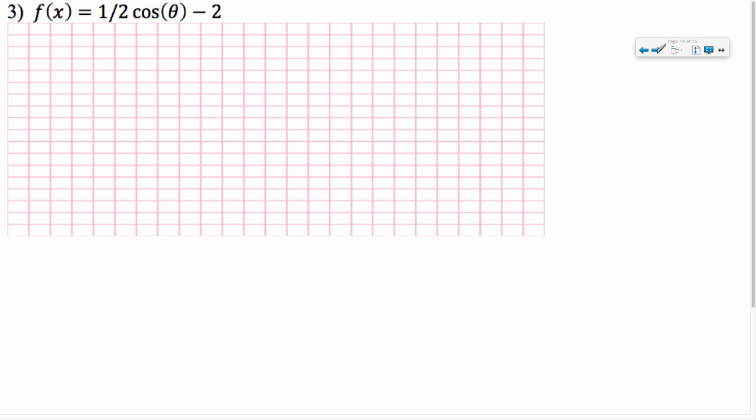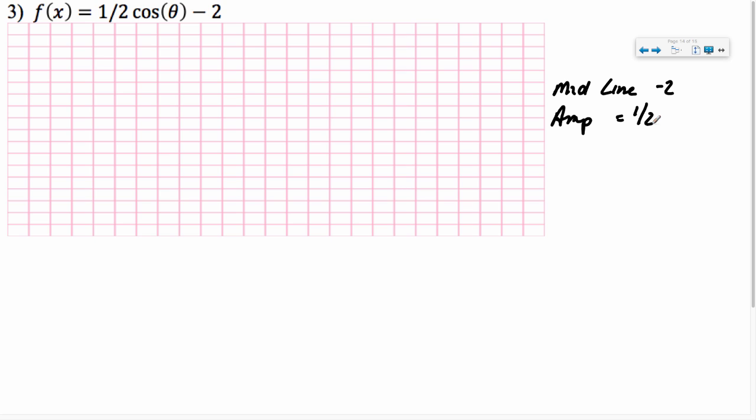Now this one's going to be weird. Watch. You have a midline of negative 2. That's not a big deal. That's cake. But look at this amplitude. The amplitude is a half. So it's not going to have a lot of up and down action. So I'm going to change the scale on the y-axis just so we can see a little better.